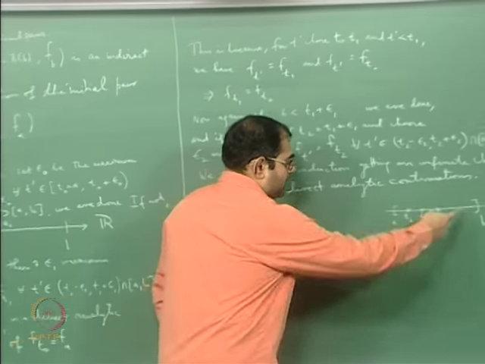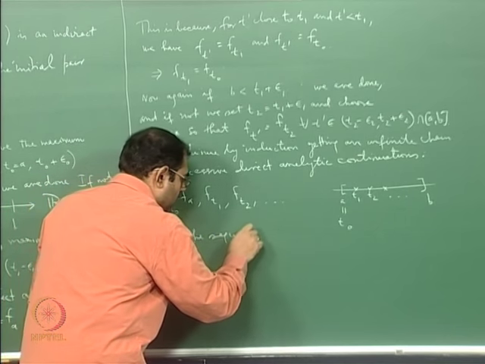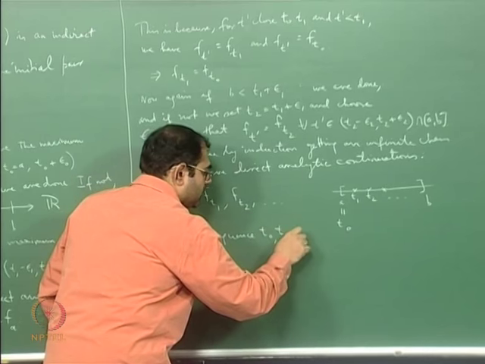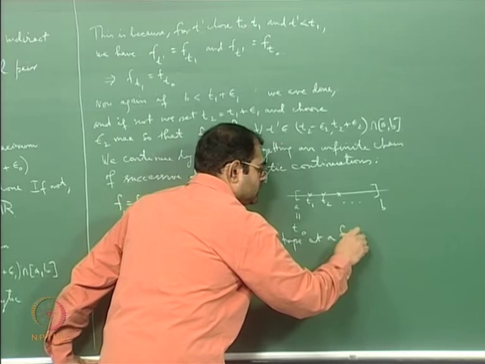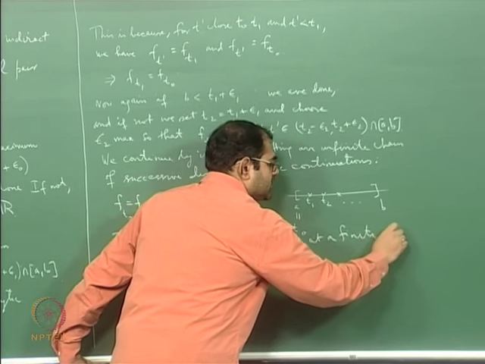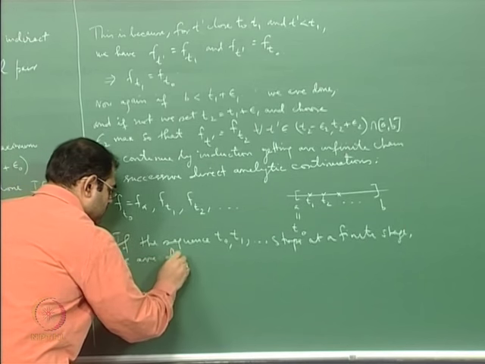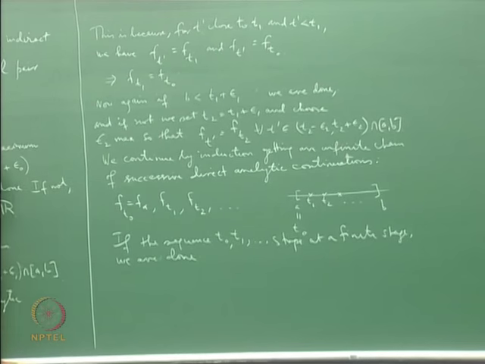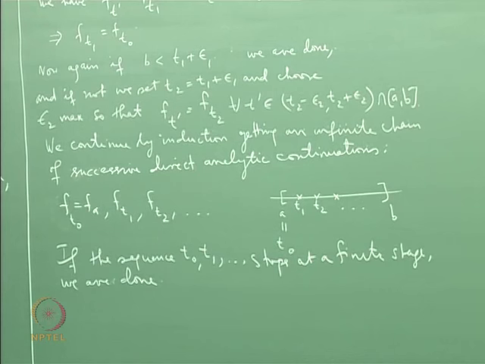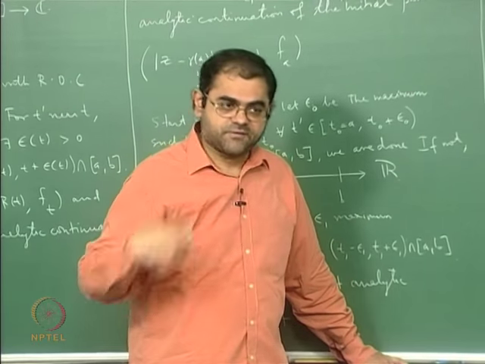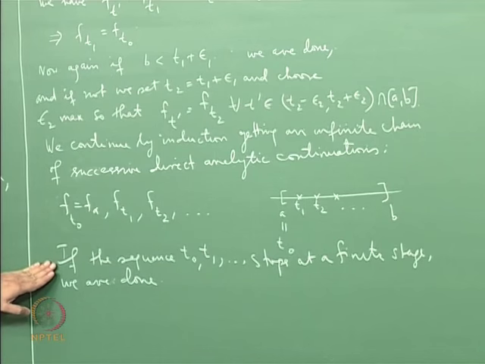So if the sequence T0, T1 stops at a finite stage, we are done, because you've got a finite chain of successive direct analytic continuations. It starts with Fa and ends with Fb, and that will tell you that Fb is an indirect analytic continuation of Fa, okay. So this case can be ruled out. This case is done, okay. What is the other case?